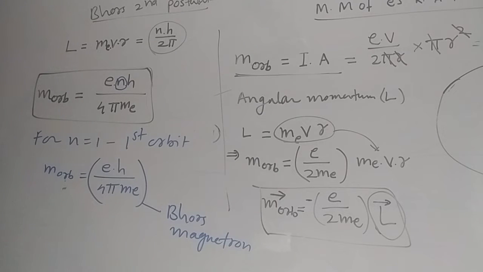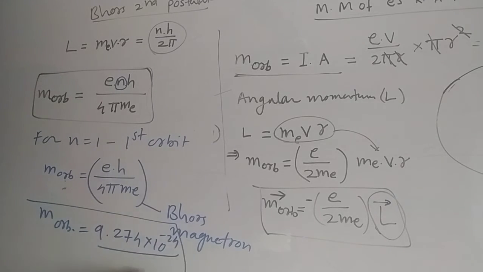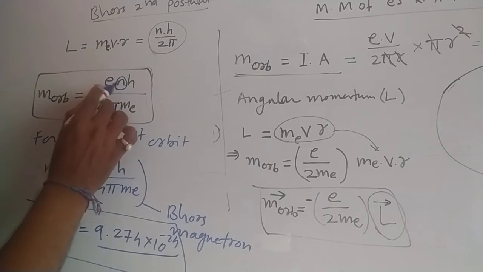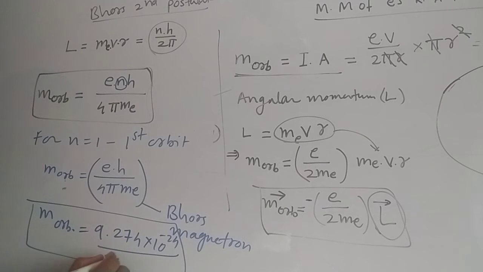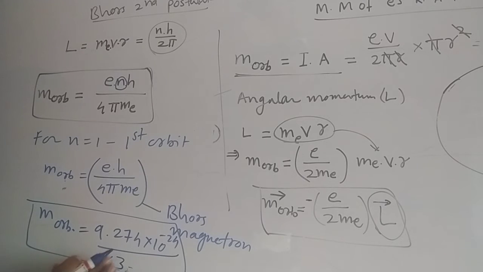It is a constant basically, because E is the constant charge on electron, h is the Planck constant, 4 is a number, pi is a constant, and the mass of electron is constant, so the whole thing is constant. That is said to be Bohr's magneton, and its value comes to be 9.274 into 10 raised to minus 24. This is the value of the orbital magnetic dipole moment for the first orbit. What is the value for the second orbit? What is the value of n? 2. So this into 2, that is for the second orbit. Third orbit, 3, this into 3, that is for the third orbit, and so on.